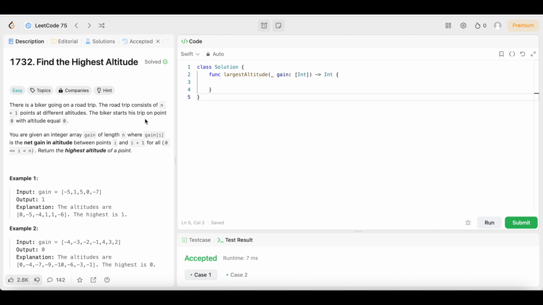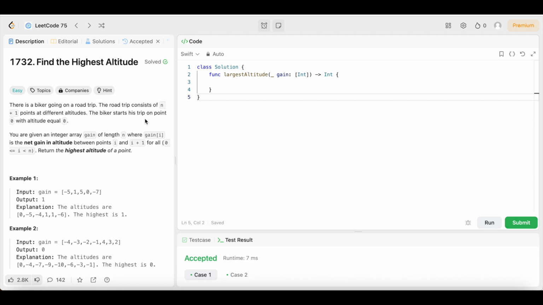So let's see what question we have here today. Today we have question number 1732, Find the Highest Altitude. The difficulty level is easy, so you already know what that means. We're gonna keep it simple and easy, and we're gonna make the solution as easy and simple to understand as we can. So let's see what the question says.